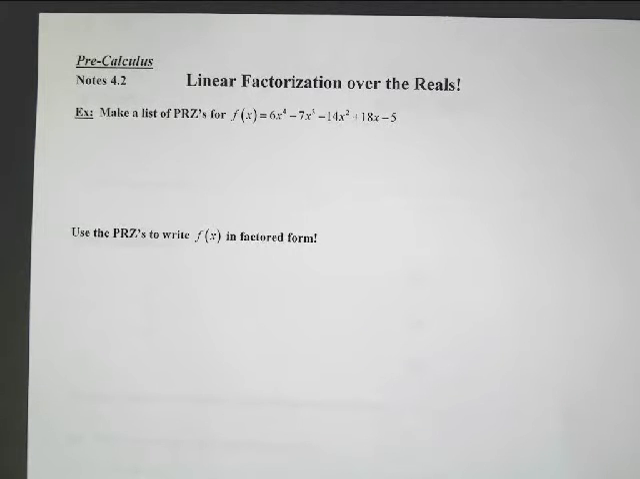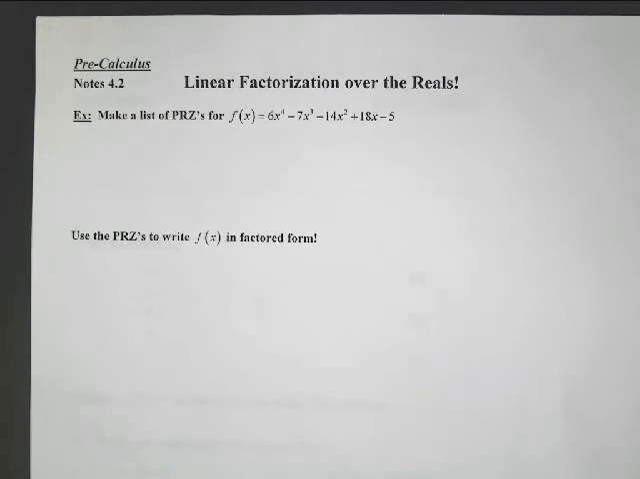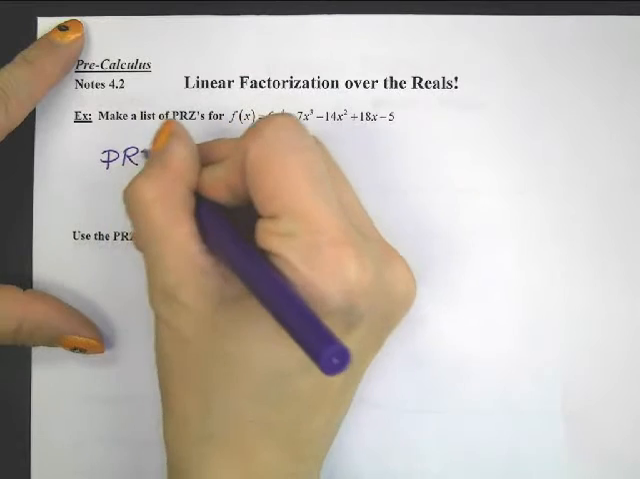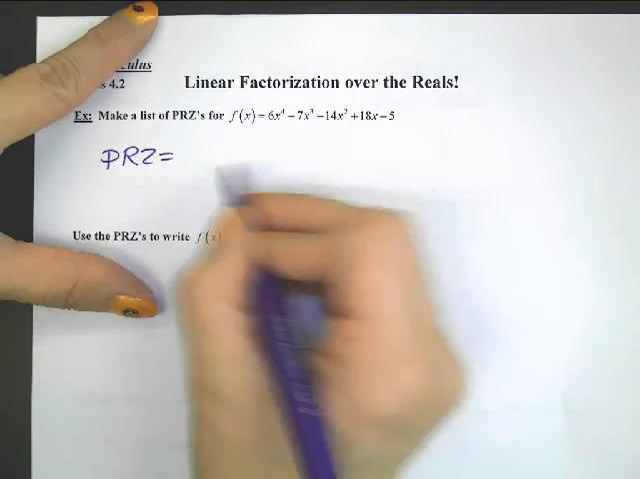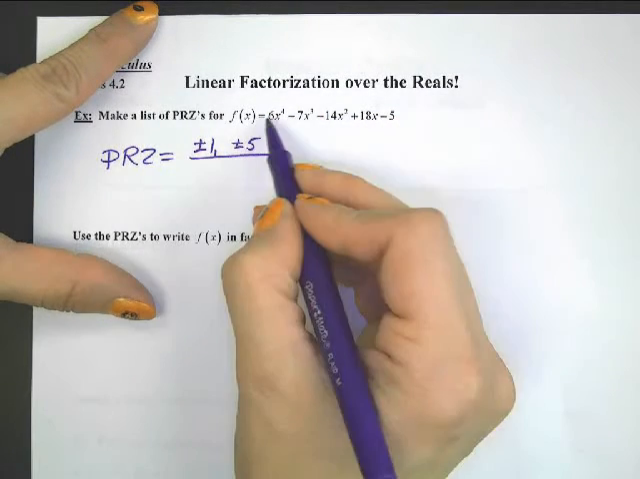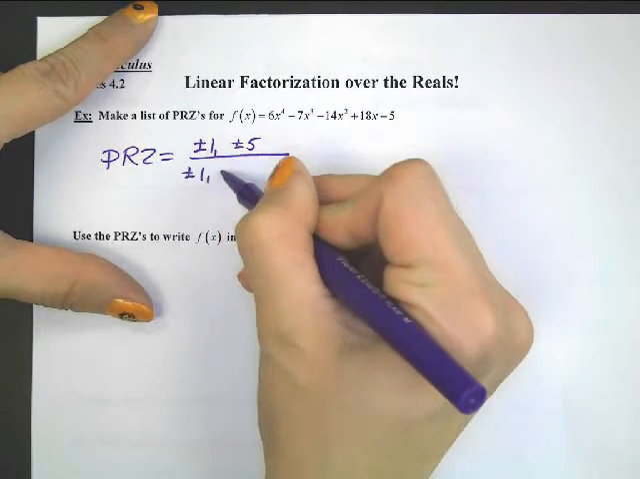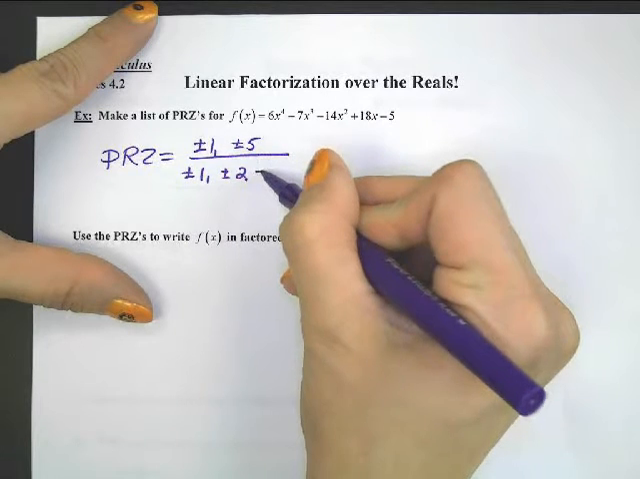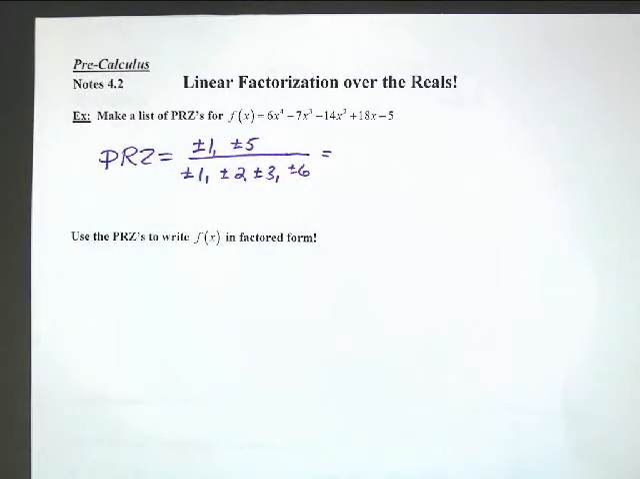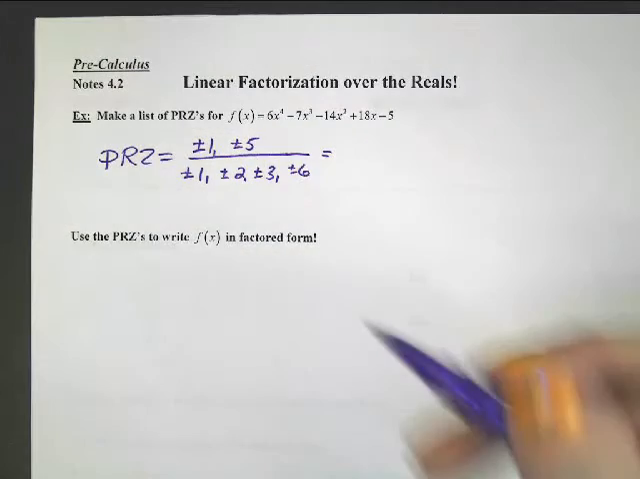Let's take a look at linear factorization over the reals one more time, and then we'll take a look at some non-real numbers today. The first thing we're going to do is make a list of PRZs. In the numerator, we put the factors of 5, plus, minus 1, and 5. In the denominator go the factors of 6, plus, minus 1, 2, 3, and 6. And now we're going to make every single possible combination.